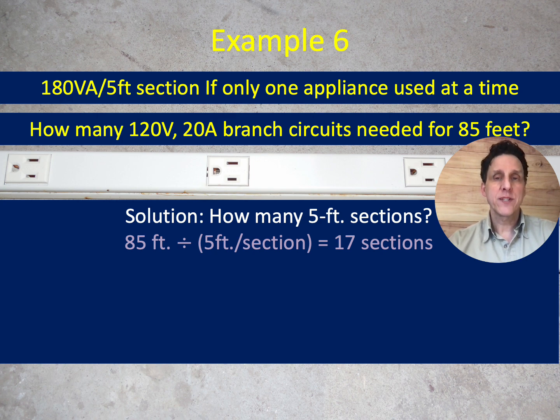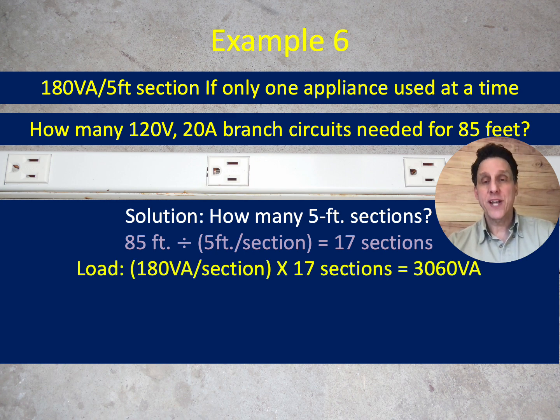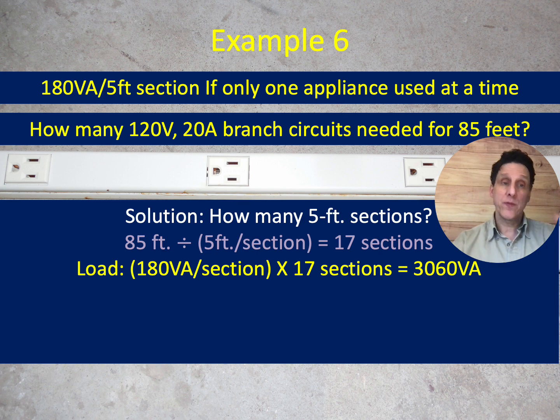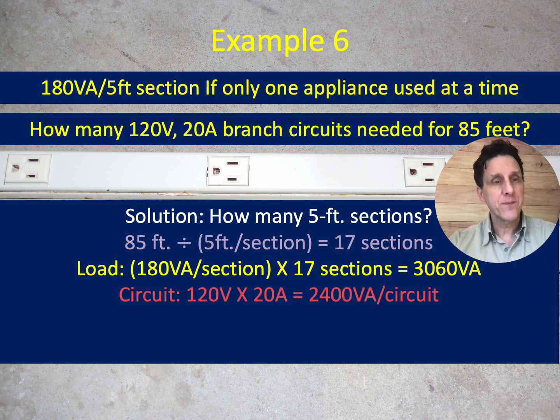So the load looks like this, 180 volt amps per section. We have 17 sections, so multiply by 17. The load is 3,060 volt amps. That's the load calculation. Now, the circuit looks like this. The circuit can provide 120 volts at 20 amps. So that provides 2,400 volt amps per circuit. And we're going to divide this load, 3,060 volt amps, across those branch circuits, each at 2,400 volt amps.